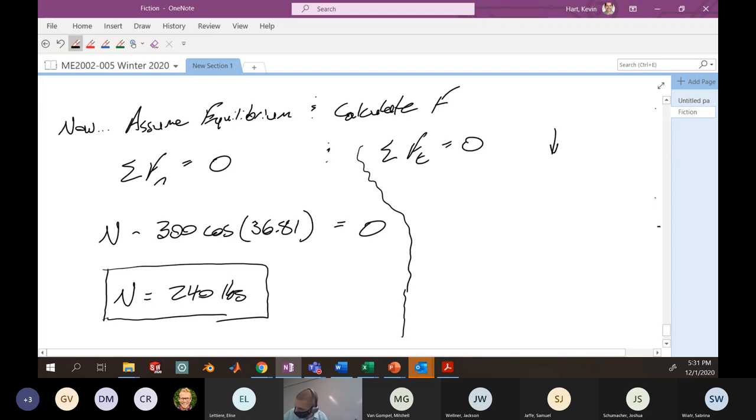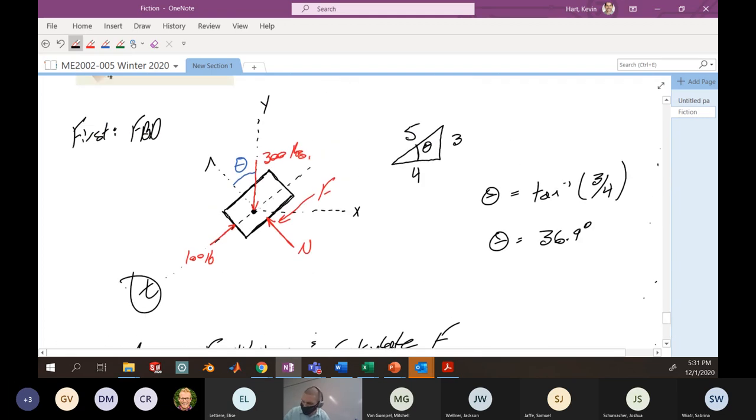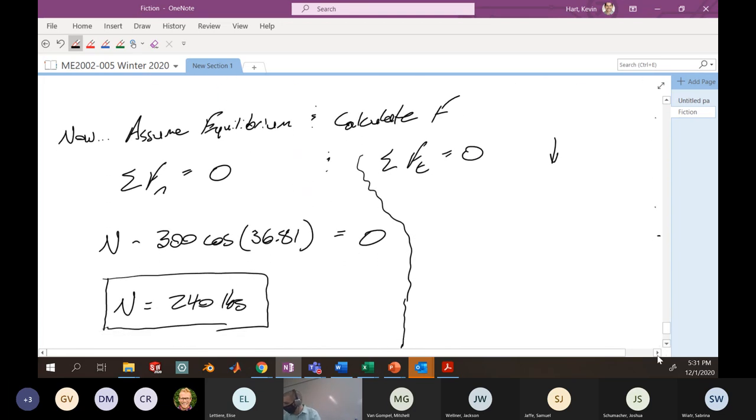All right, so let's look at the sum of the forces in the tangential direction equal to zero. Remember the way that I set up my axes is that I have the tangent direction down the plane, right? So we're going to have the frictional force. It's acting in the tangential direction. We're going to have this 100-pound force. It's acting up the ramp, which is the negative T direction. And then we have this 300 pounds multiplied by the sine of theta that's going to be acting in the positive T direction. So we have to include all of these components.